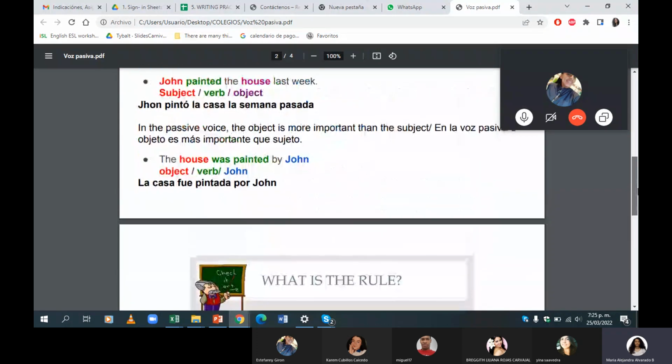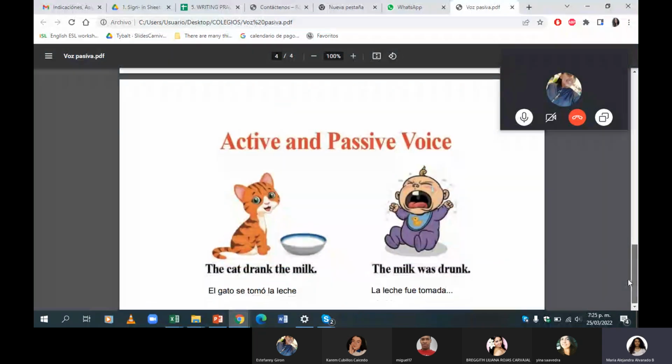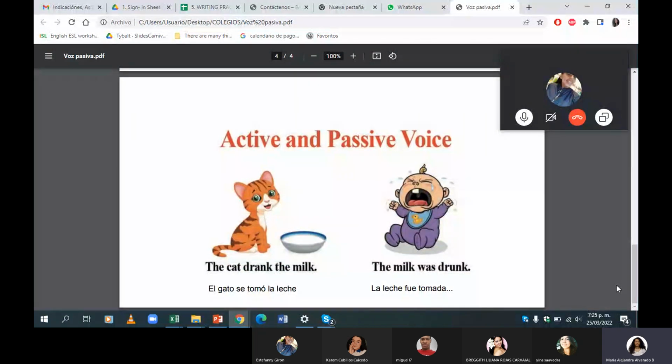I don't have the rule here, but you know, in this case, you had to use the past participle verbs, you know, that we have the verbs in past and the verbs in past participle. So we have to use the verbs in past participle. That's why here the verbs change.